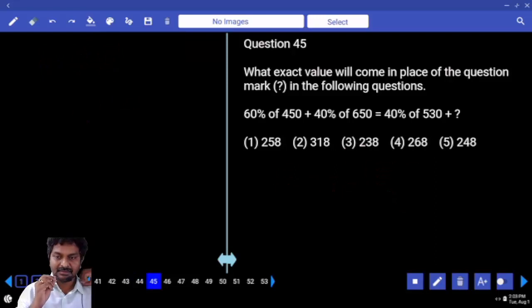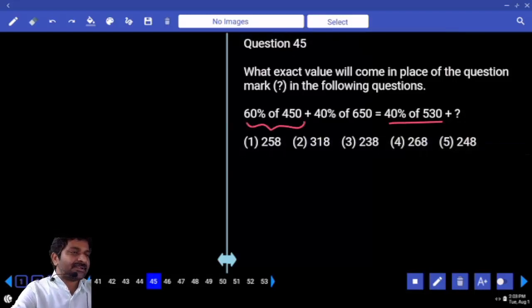Next. We have to do it. I don't see any numbers, logics. Right, fine. Take this fellow to left hand side. It becomes minus. Let's first calculate 60% of 450.